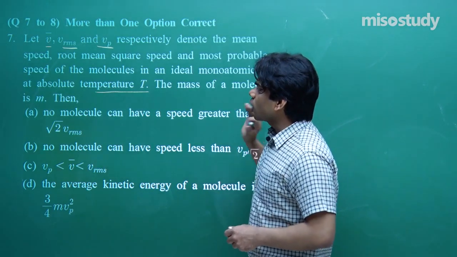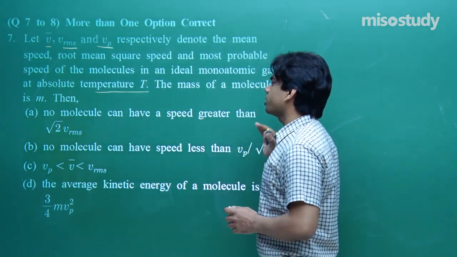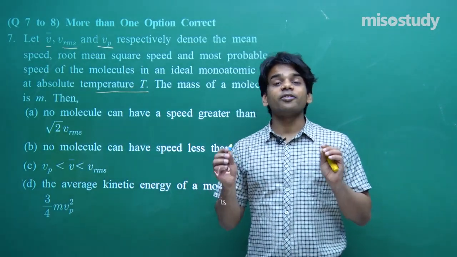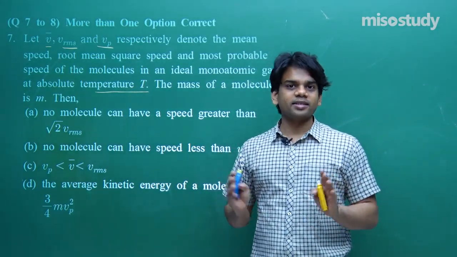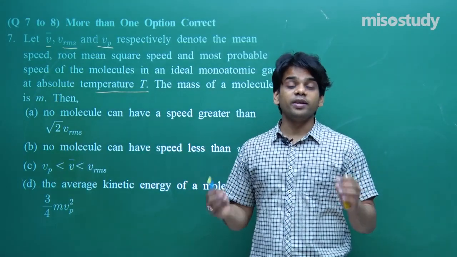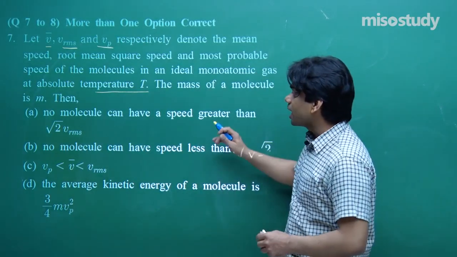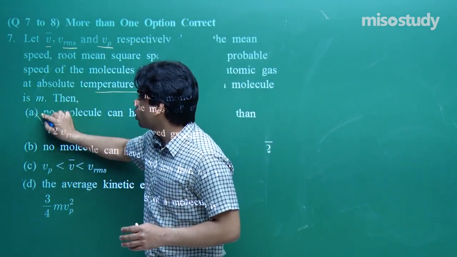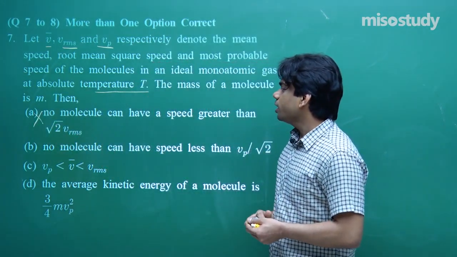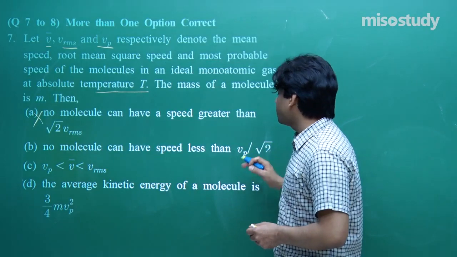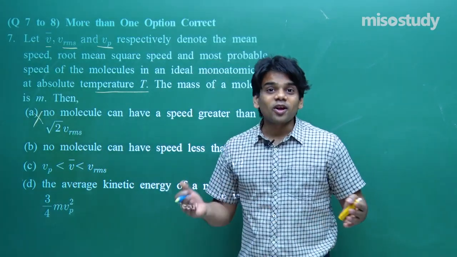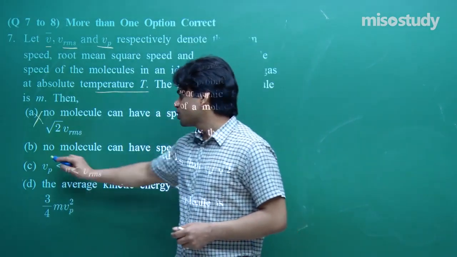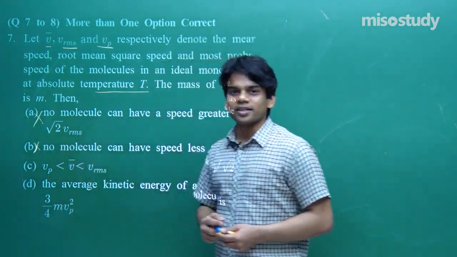Now first of all, let me talk about option number A. No molecule can have a speed greater than root 2 VRMS. See, a molecule in a gaseous container can have any speed. We never commented that this is a maximum speed, this is a minimum speed. They can have any speed. So we cannot say that no molecule can have a speed greater than root 2 VRMS. A option will be incorrect. B, no molecule can have a speed less than Vp by root 2. Again, we cannot comment on the minimum speed of the gas, so it can be even less than this also. So this is also incorrect.